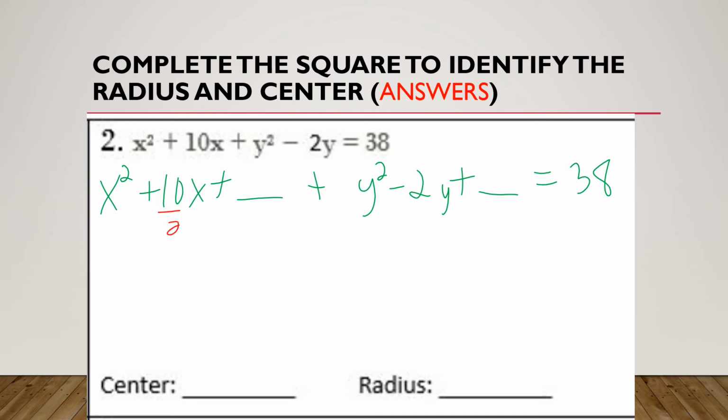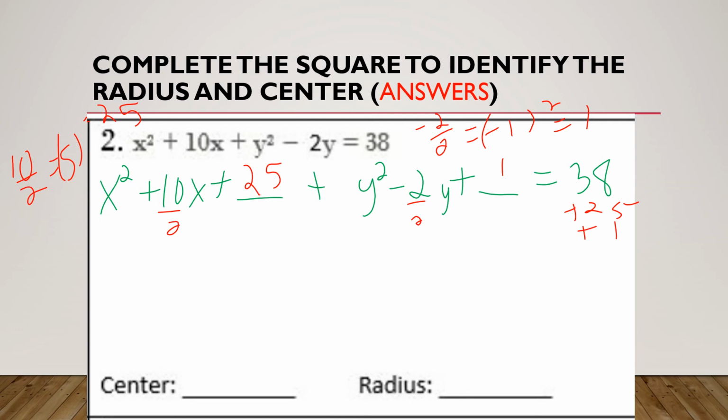So we take what will be our center term divided by 2. So we would take 10 divided by 2 is 5. Square it is equal to 25. So that means we're adding 25 to both sides. We do the same thing on our y side. So we take what will be our middle term, divide by 2. So we would take negative 2 divided by 2 is negative 1. Square it is 1. So we're going to add 1 to both sides.